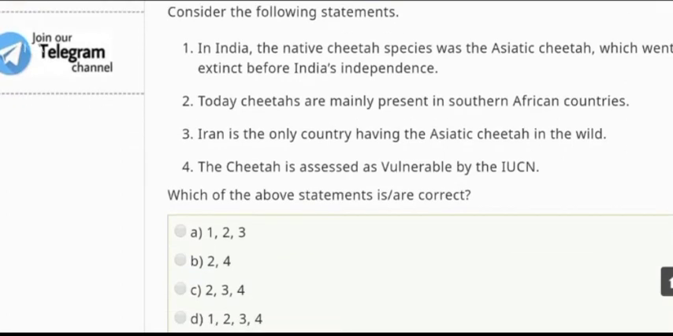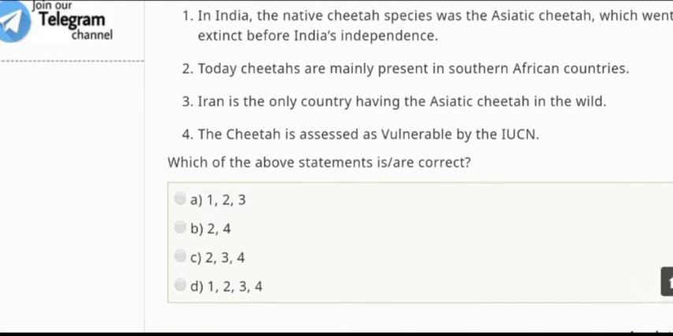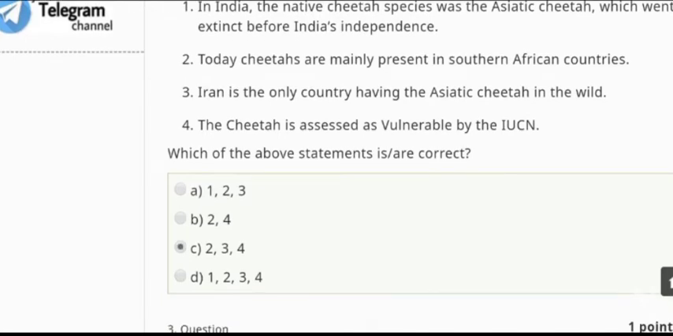Second, today cheetahs are mainly present in southern African countries. We know cheetahs have their large homes mostly in African countries. Third comes, Iran is the only country having the Asiatic cheetah in the wild. This is also true, that only Iran is the country left that has the Asiatic cheetah in the wild. And cheetahs are in the vulnerable category by the IUCN. So you see options 2, 3 and 4 are correct. India's Asiatic cheetah went extinct in 1952, so that is why the first option was not correct.